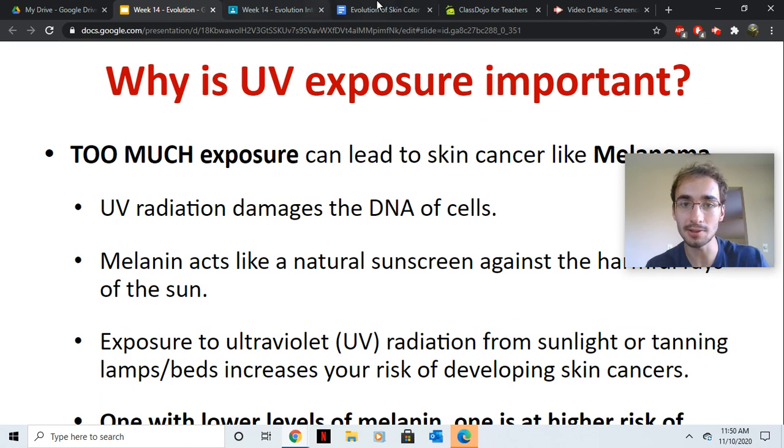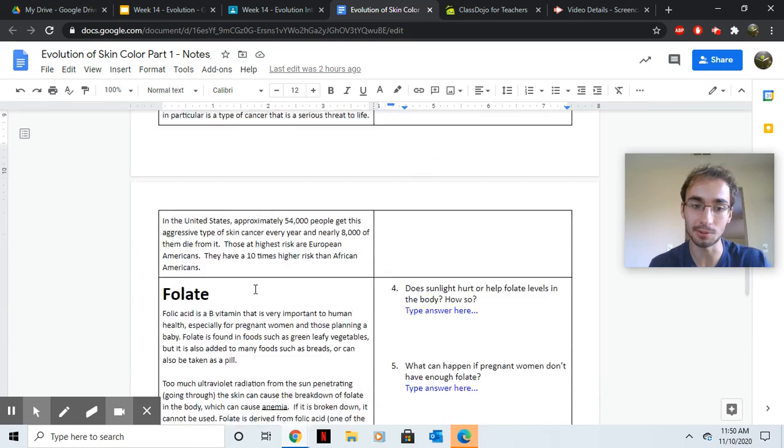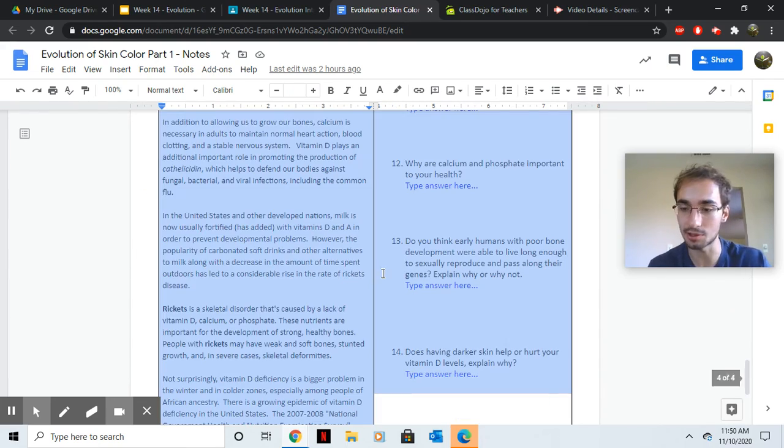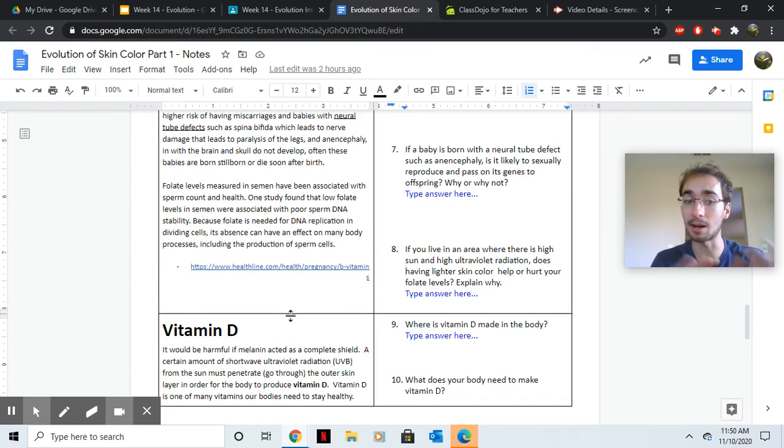There's also another reason why too much sun is bad. It has to do with folate. Please read this section now and answer the questions about folate. Then stop. We'll finish and do vitamin D on Thursday.